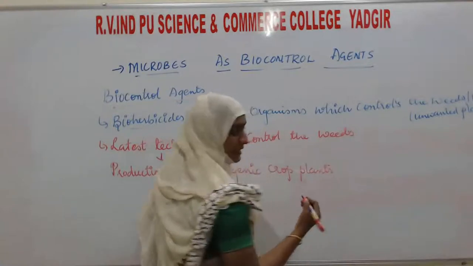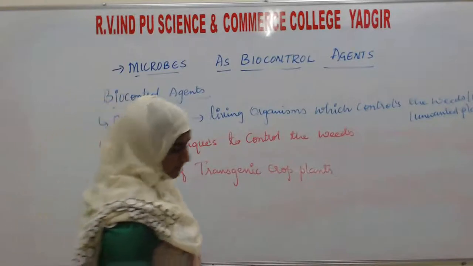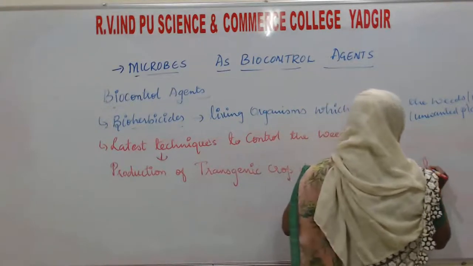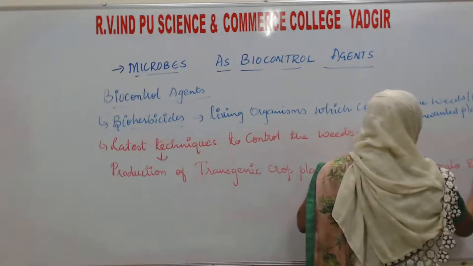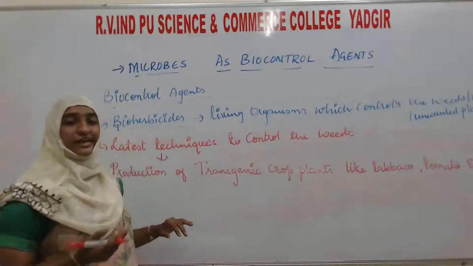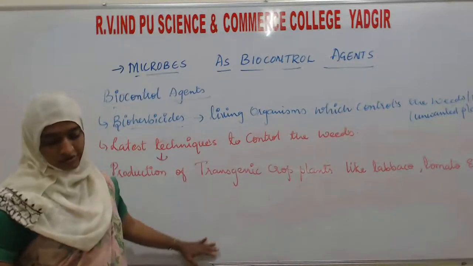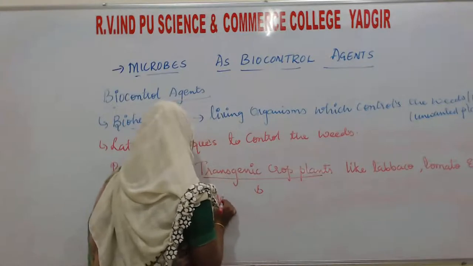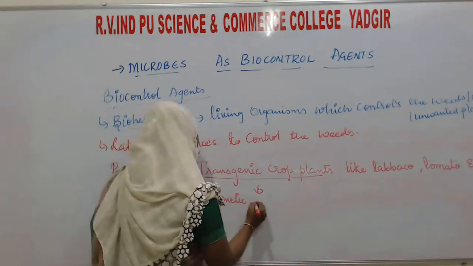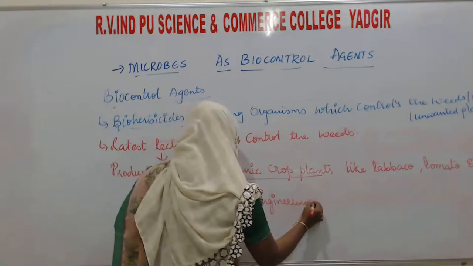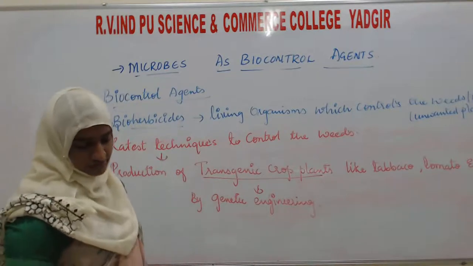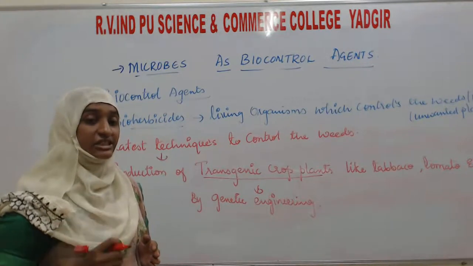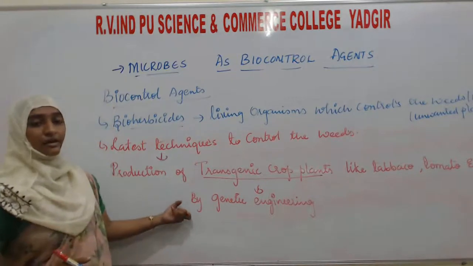They have developed these transgenic crop plants such as tobacco, tomato, etc. So these are the plants which are produced as the transgenic crop plants. What do you mean by transgenic crop plants? It means by the genetic engineering method. By genetic engineering, they have developed these crop plants, known as transgenic crop plants. So what they are going to do is introduce a herbicide resistant gene into the crop plant. By which method? By genetic engineering.